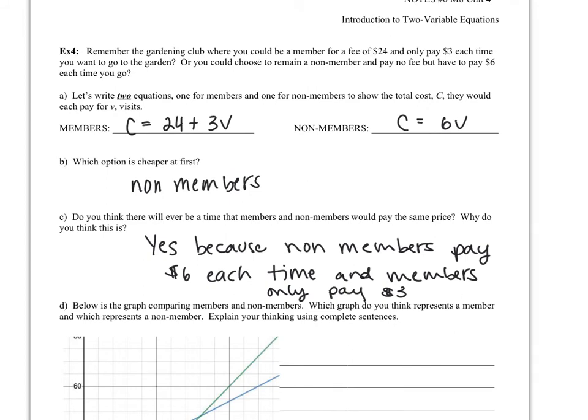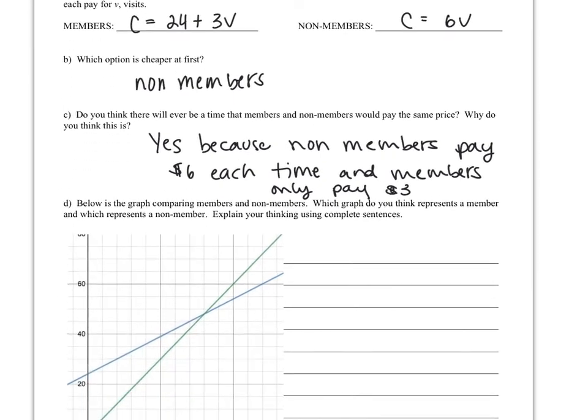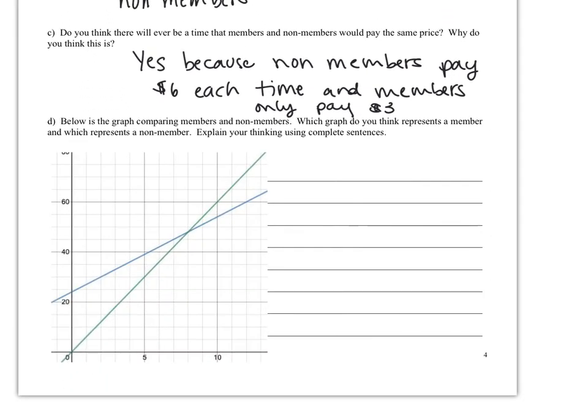So yes, I think there's going to be a time where they would pay the same price because non-members pay $6 each time and members only pay $3. So non-members are going up at a faster rate. Let's look at the graphs graphed in Desmos and compare.